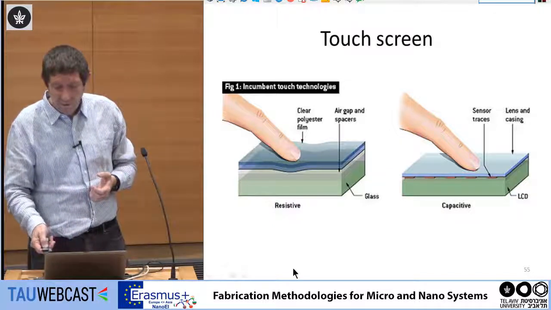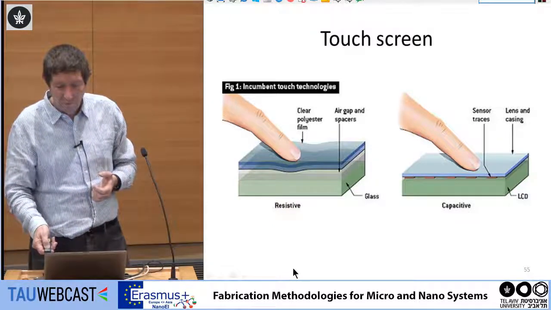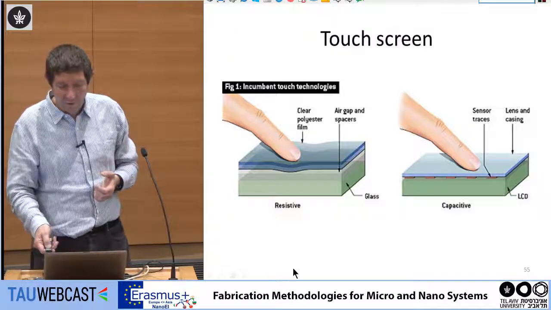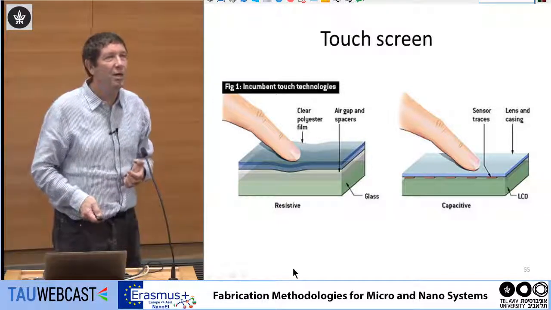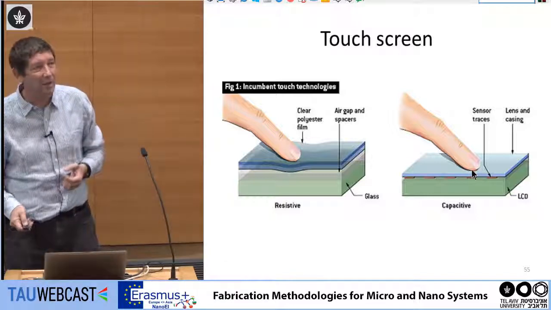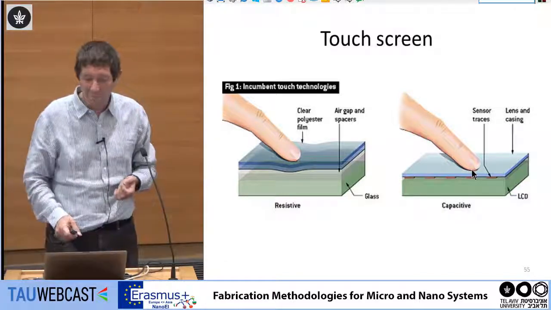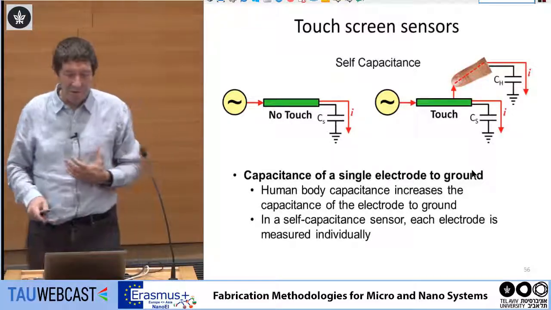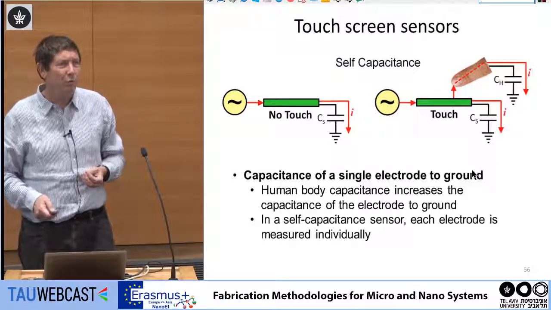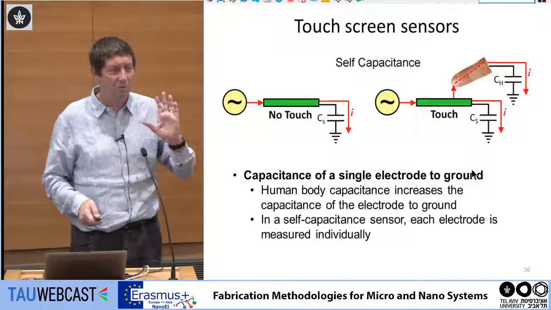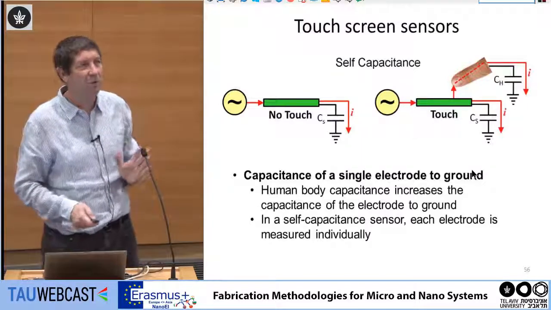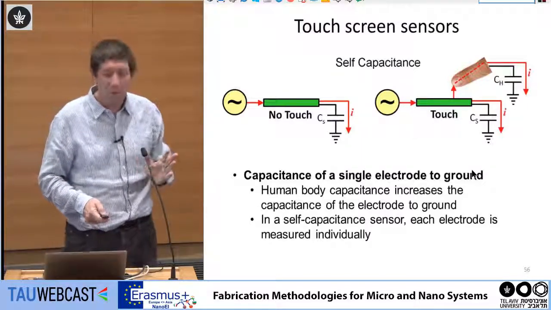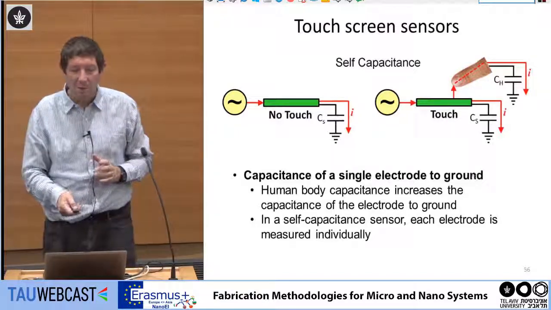And there's another material where you put electrodes under, and by putting your finger, you change the capacitance between the electrodes. This is called capacitive. And there are two types of capacitive sensors, and I focus more on capacitive sensors because I want to show you later the role of nanotechnology and some interesting new nanotechnology concepts.